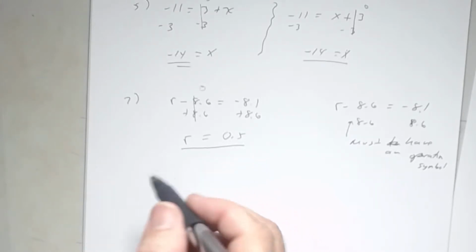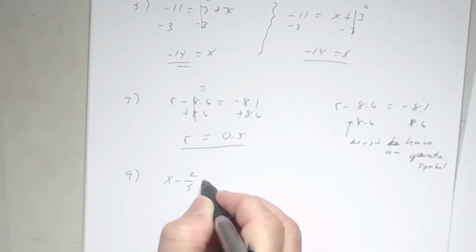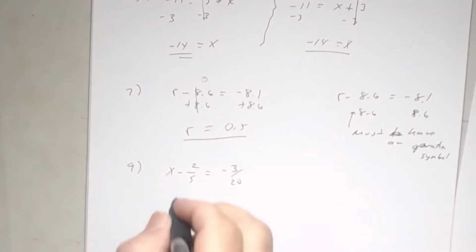Number 9. Let's suppose you had x minus 2/5 equals negative 3/20. All right, so what are you going to do to both sides? Now again, what property am I using when I add or subtract? Addition property of equality. So what I add or subtract from one side, I do to the other. What's that one step you're going to show? Add 2/5. So you're going to add 2/5 to both sides.